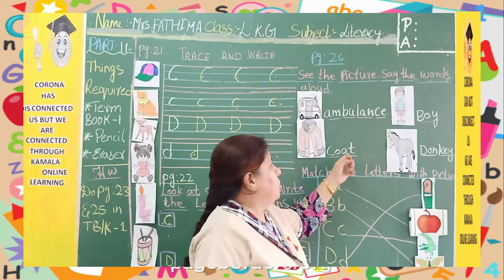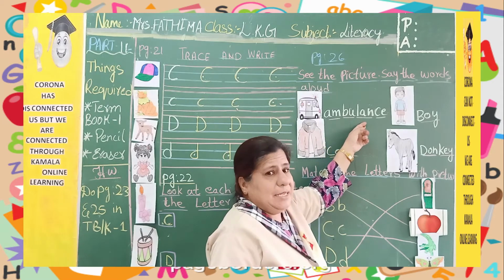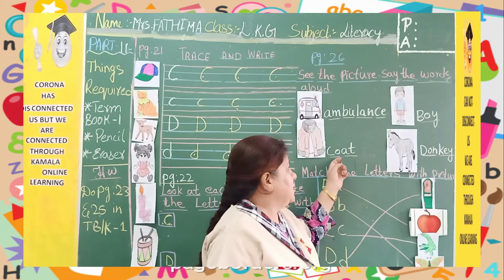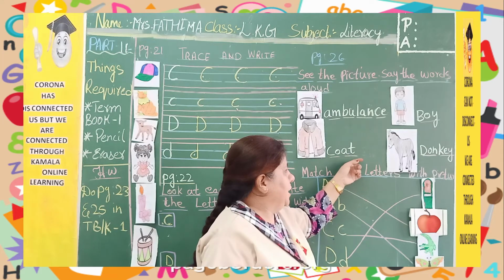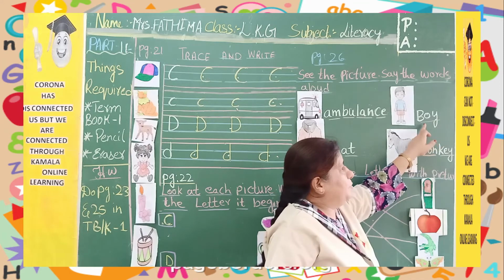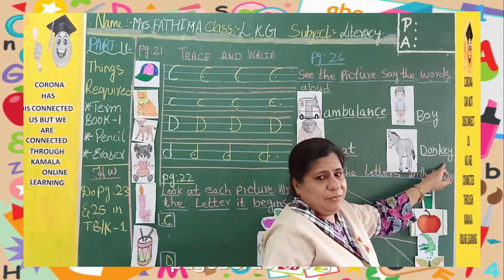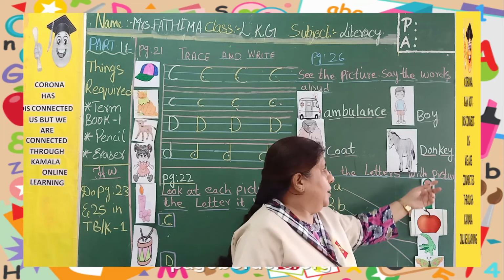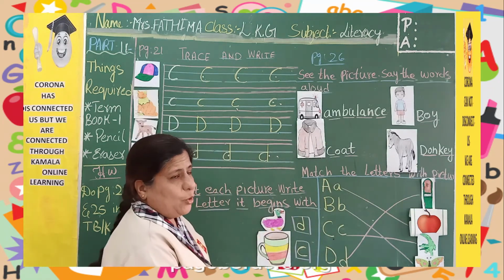A-M-B-U-L-A-N-C-E, ambulance. C-O-A-T, coat. B-O-Y, boy. D-O-N-K-E-Y, donkey. Look at the board, children.